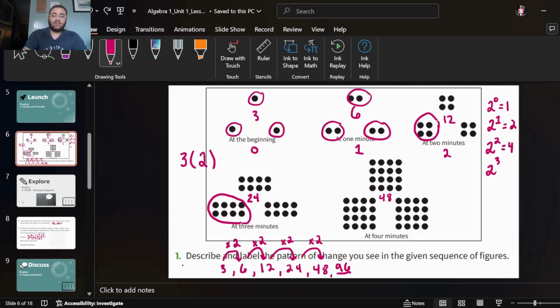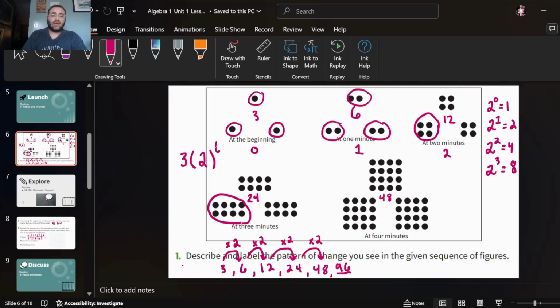Why can we multiply by 3? Well, we have 3 groups. We have 3 groups, so that's where this 3 comes from. And 3 is the starting term, right? It's the 3 groups times 2, which is our multiplier. This is the change factor that we noticed here.